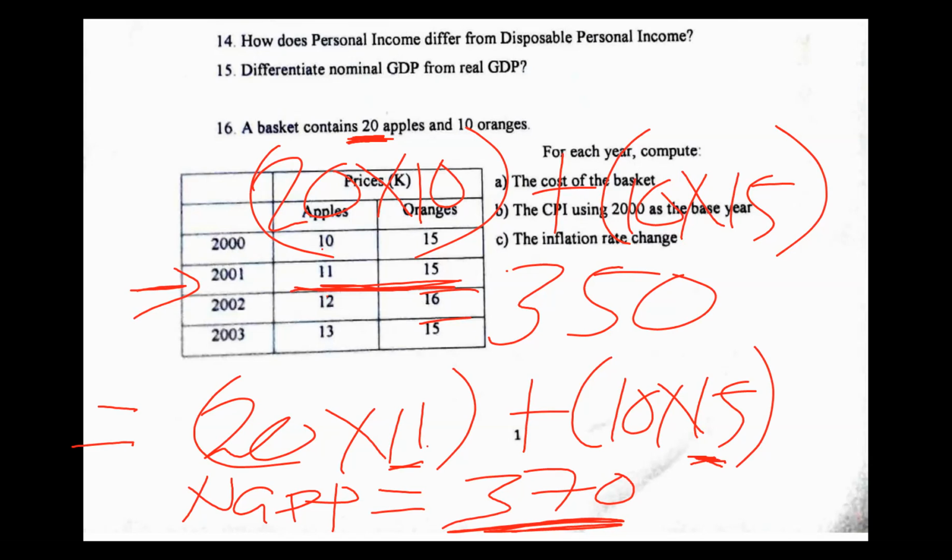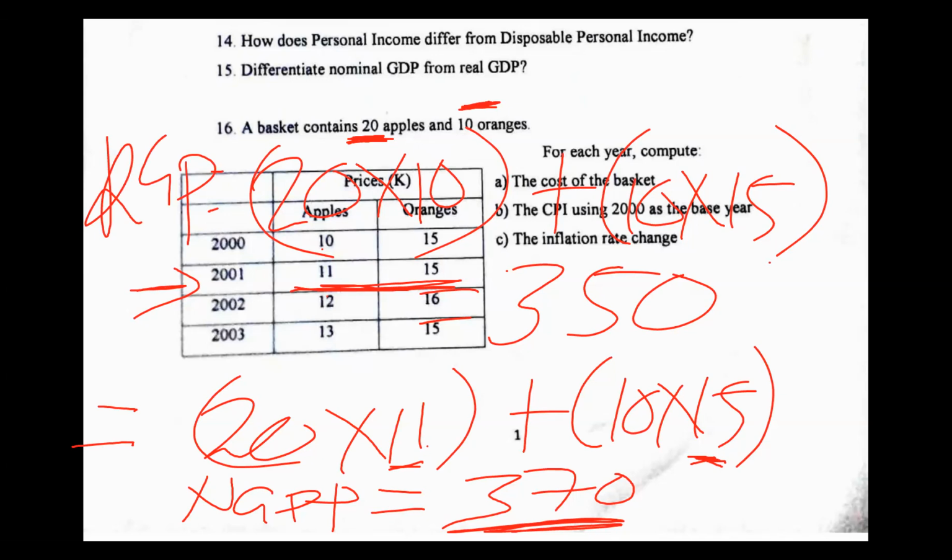Plus the quantity for oranges was 10 in 2001, times the price in 2001, which was what? In 2000, you use the price of 2000 for real GDP. That's what I'm saying, 15. Yes, 15. So when you multiply it, you found the 350, right? Okay.